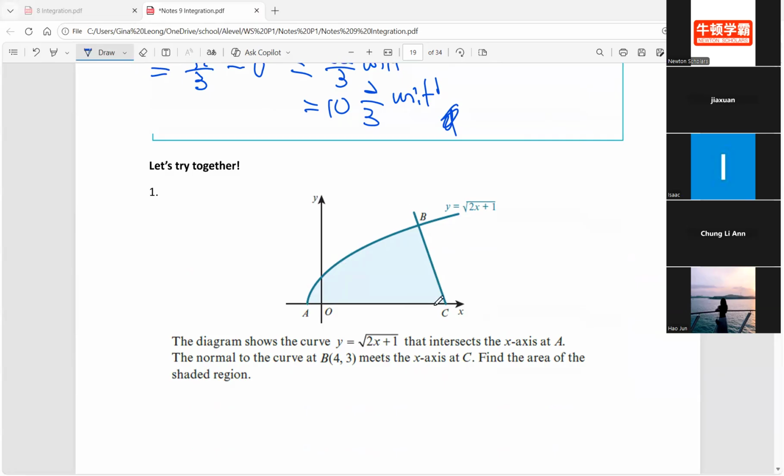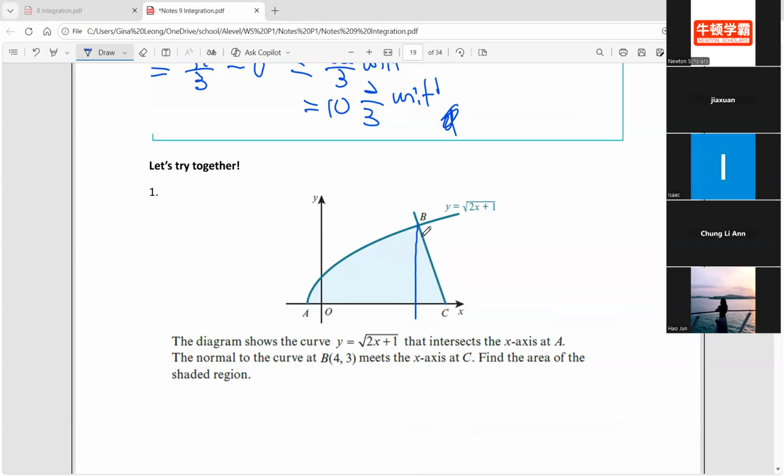You need to find the C coordinate here. I'll just tell you how to do it. He said that the normal to the curve meets at C, so meaning you have to find the normal. After that you get the C coordinate. Then you cut the value here. You can just integrate from B to A.